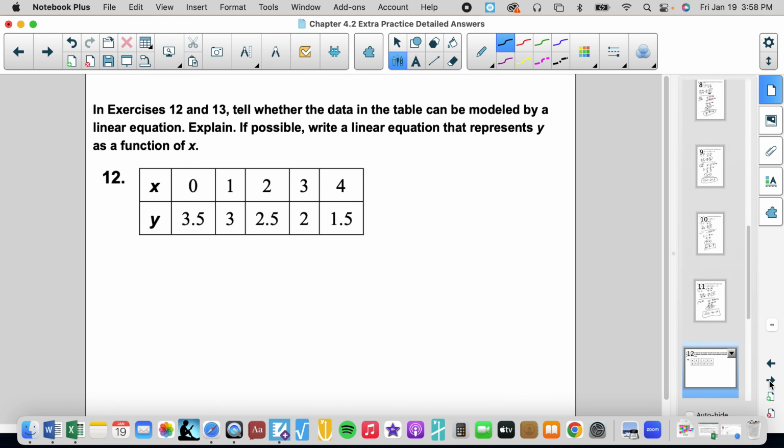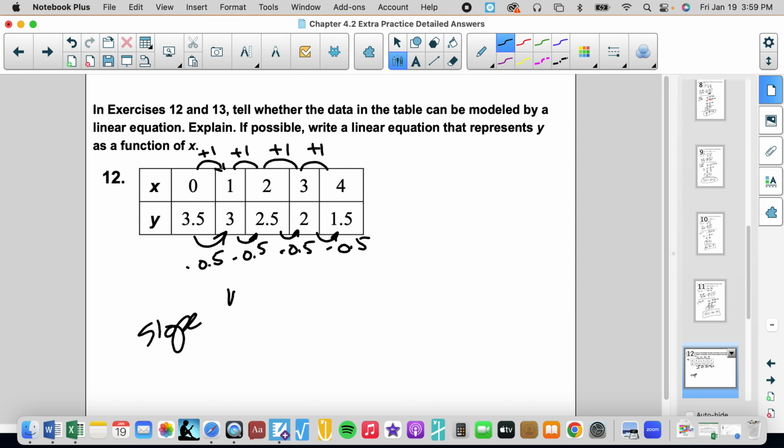Tell whether the data in the table can be modeled by a linear equation. Explain, and if possible, write a linear equation. So the first thing we have to do is make sure the slope is continuous across all the points, that it has a continuous slope. So we look at that, that's +1, that's +1, that's +1, that's +1, that is -0.5, that's -0.5, that's -0.5, that's -0.5.